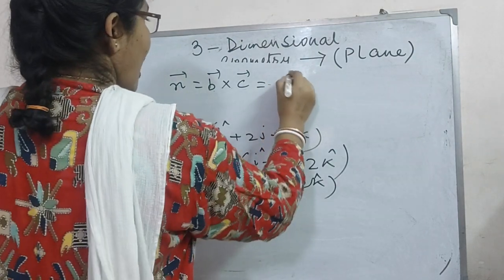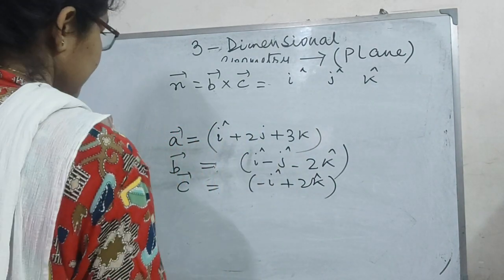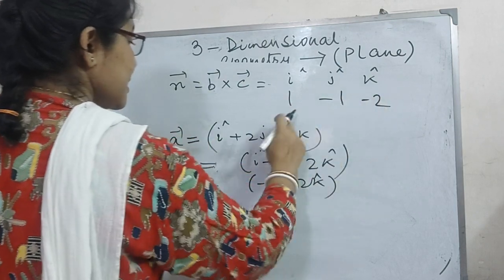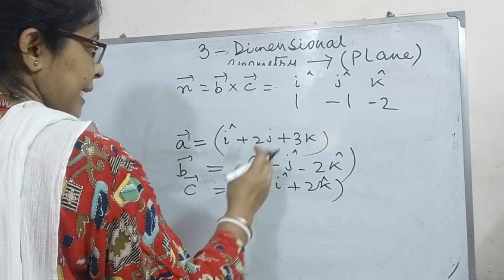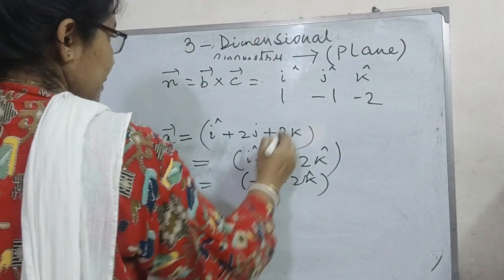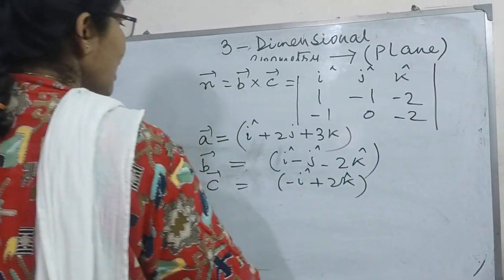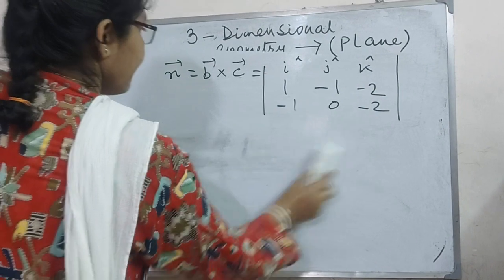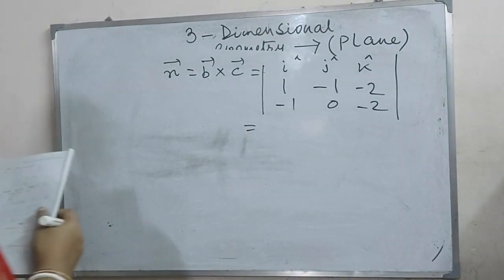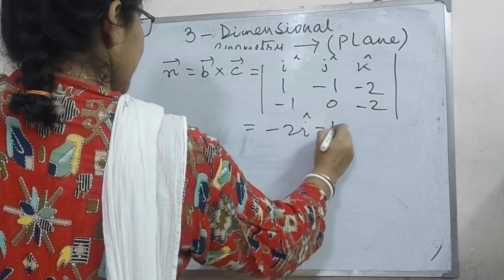b cross c equal to the determinant i j k, 1 minus 1 minus 2, this is the components of i, j and k from b, and minus 1 0 2, this is the components of i, j, k of c. Okay. From here I will write this equal to minus 2i minus k.